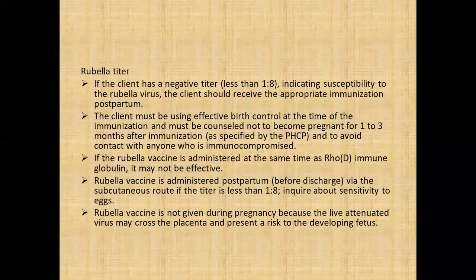So clients must use effective birth control after taking the rubella vaccine. At the time of immunization, they must be counseled not to become pregnant for 1 to 3 months after the immunization, and to avoid contact with people with suppressed immunity and all that. Then, if the rubella vaccine is administered at the same time as ROGAM, it may be inactive. So we don't give ROGAM and rubella at the same time. We know that ROGAM has a specific time duration in which it needs to be given. We said ROGAM should be given within 72 hours.